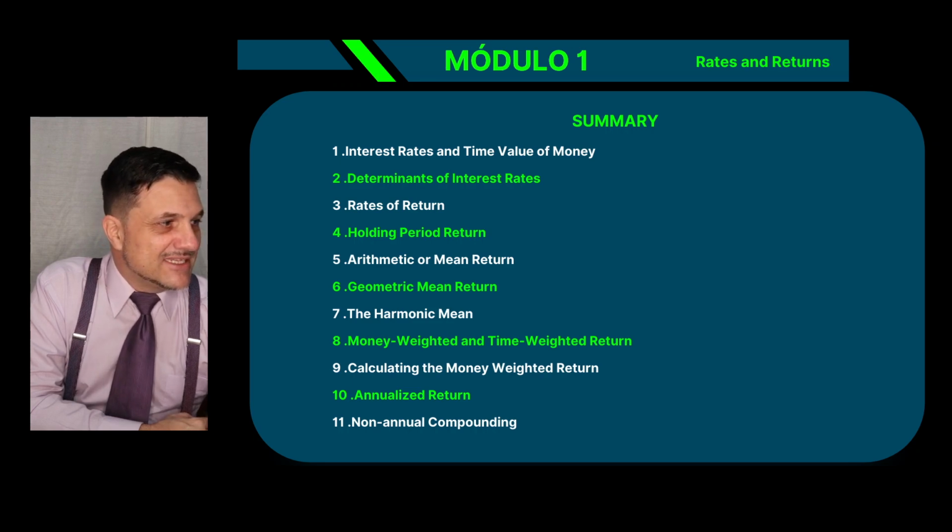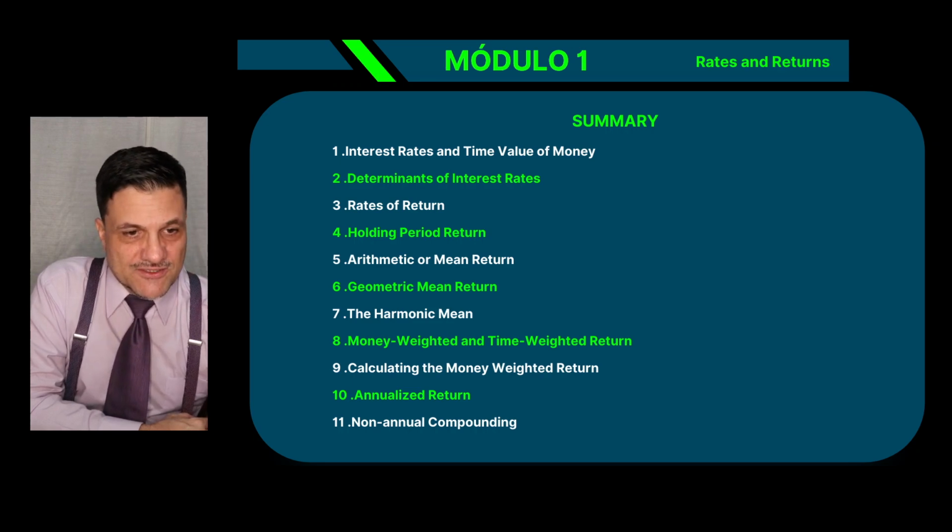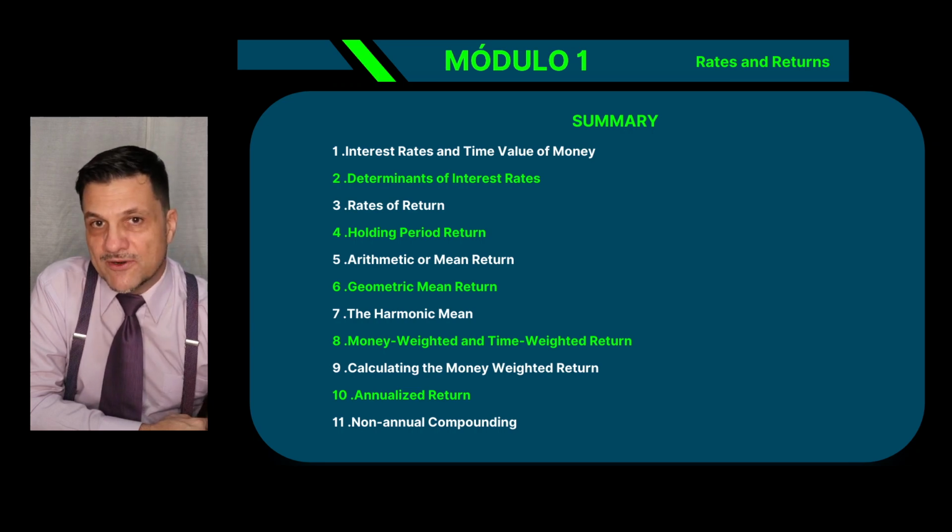Now the types of the rate of return, number 3. Look at that. What do you have? You have the holding period return. What is the holding period return? It's how much you earn over a certain period of time. So I purchase an asset today, I hold it for 5 years, I purchased it for 100, I sold it for 150, I made 50% profit in the period that I was holding the asset.